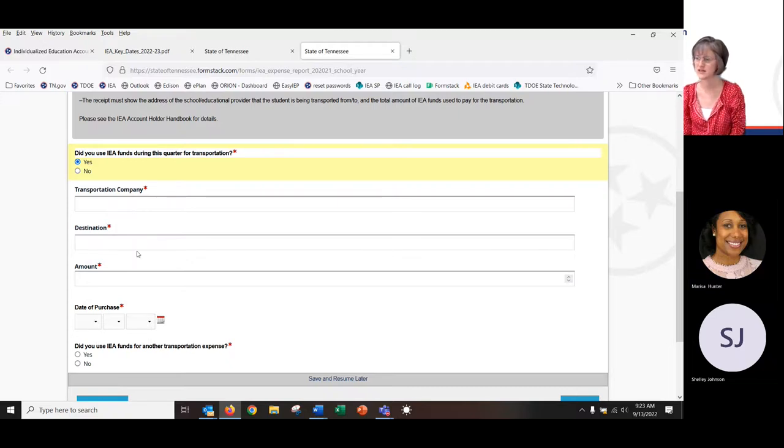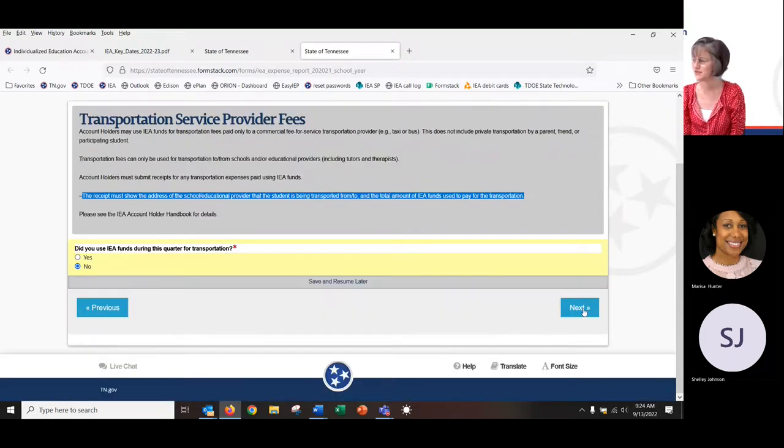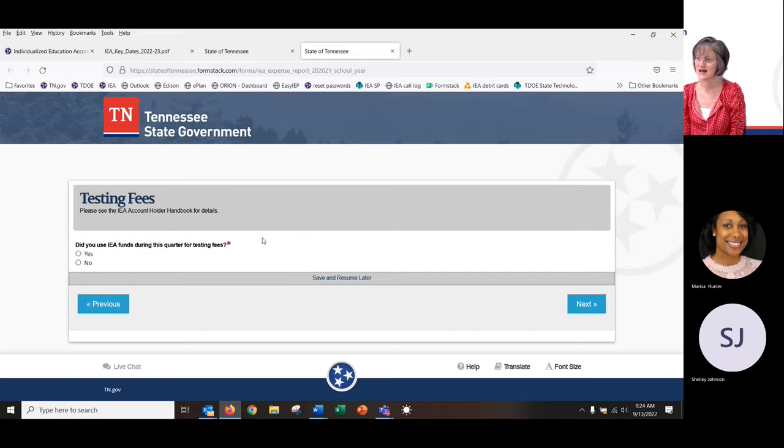Okay, good information. We'd want to know the amount that you paid, the date of purchase, and then again, you can open up more. I love that it already tells you, I can brag on it because I didn't do this. So it tells you what the receipt needs to show there. So you've already got that information. It's also a good reminder if you're about to hire a transportation service of what you need to make sure is on that receipt when you get it from your service. I'm going to close that one out so we can move on to the next.